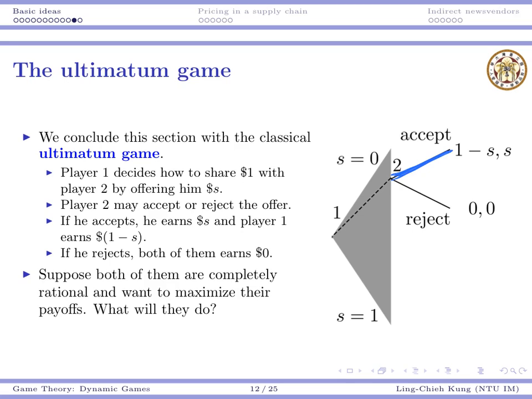And then it comes to player 1. Will player 1 choose, say, 0.1? No, because player 1 can do better. Player 1 can choose 0.05. Is that the best? No. Player 1 can choose 0.01 and so on and so on. As long as player 1 can cut down the share to player 2, player 1 will do that. Okay? So eventually player 1 will offer nothing.